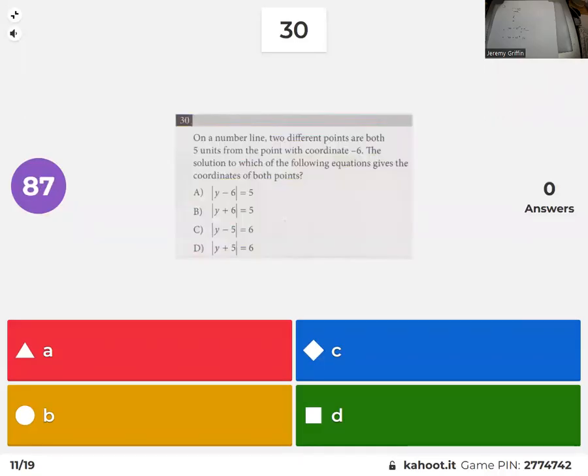On a number line, two different points are both 5 units from the point with the coordinate -6. The solution to which of the following equations gives coordinates of both points? You might draw this out. You might actually solve for the two answers and see which equation is consistent with that.